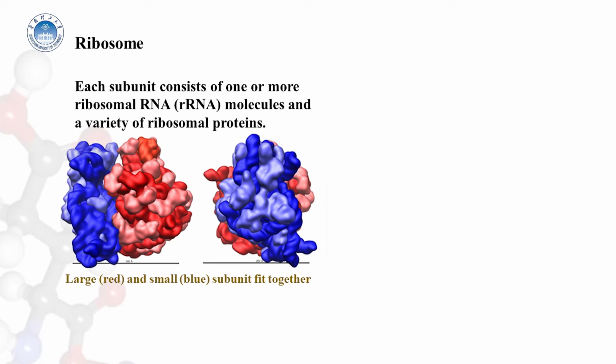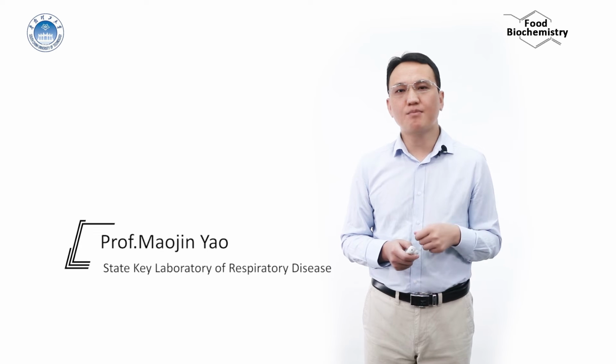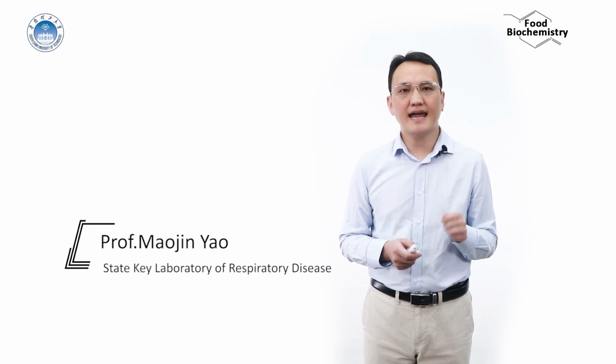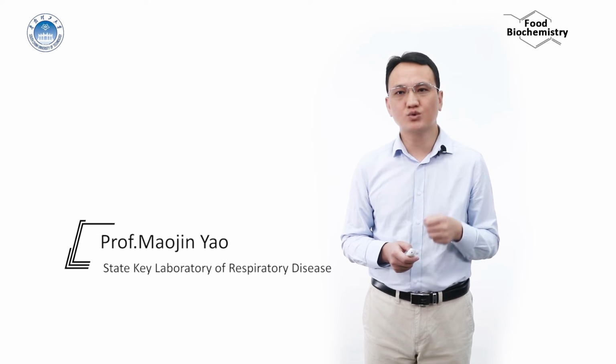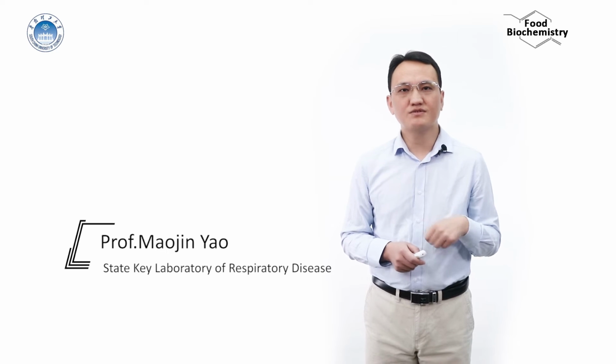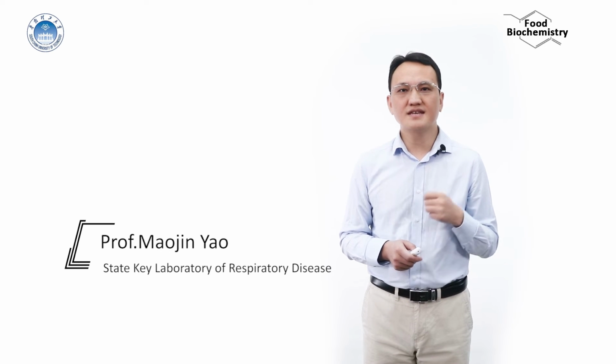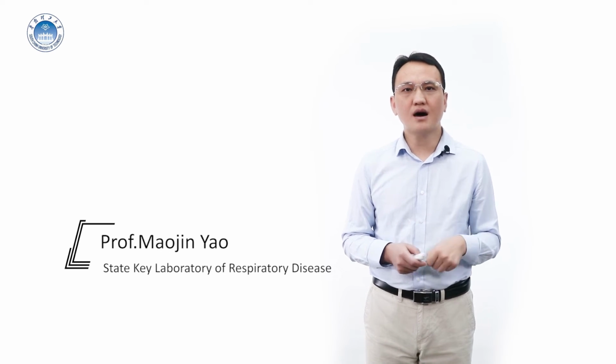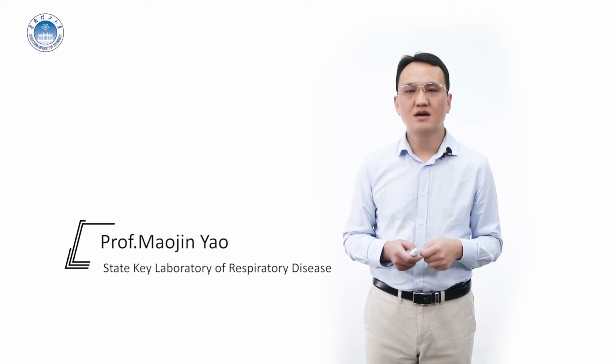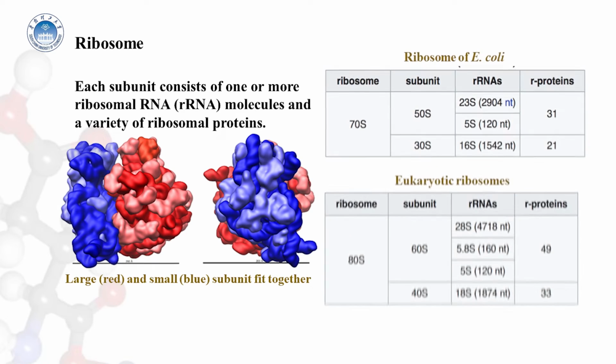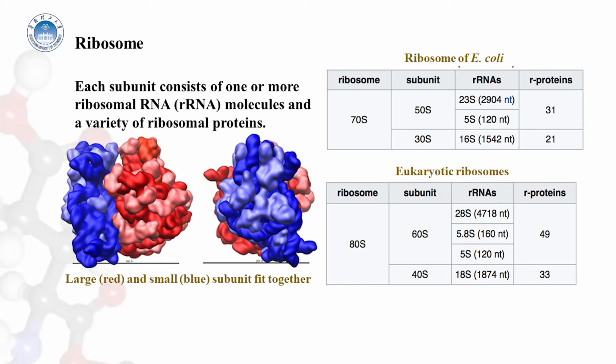Each subunit consists of one or more ribosomal RNA molecules and a variety of ribosomal proteins. The ribosomes are small particles consisting of RNA and associated proteins that function to synthesize proteins. The ribosome can be found floating within the cytoplasm or attached to the endoplasmic reticulum. This table shows the difference of the ribosome between bacteria and mammalian cells.